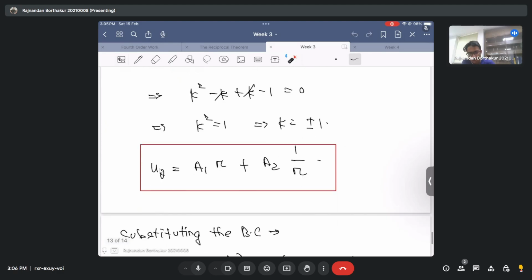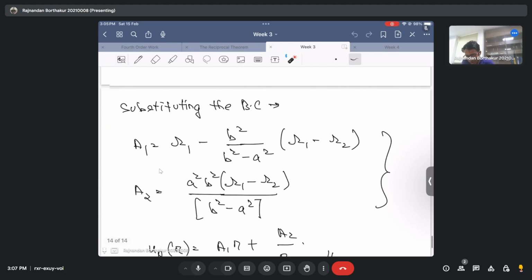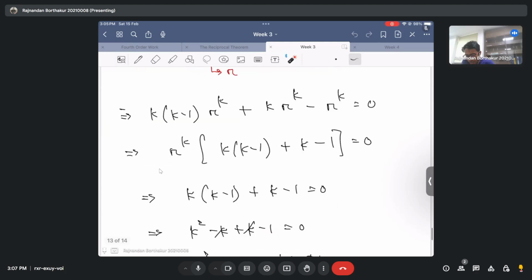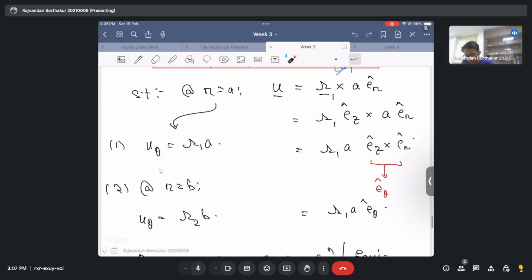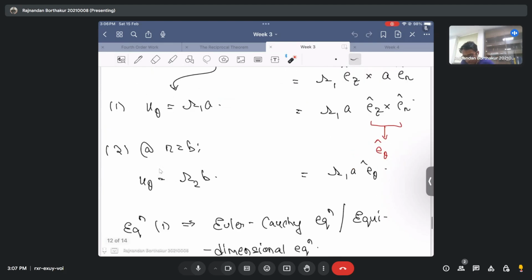And in that context, what we saw is that the velocity profile u theta looks something like this. It is just some constant times r plus another constant times 1 by r. Then using the boundary conditions, if you remember, given that the cylinders are rotating with constant angular velocities omega 1 and omega 2, we said that u theta at r equal to a is going to be omega 1 times a, and correspondingly u theta at r equal to b is going to be omega 2 times b.